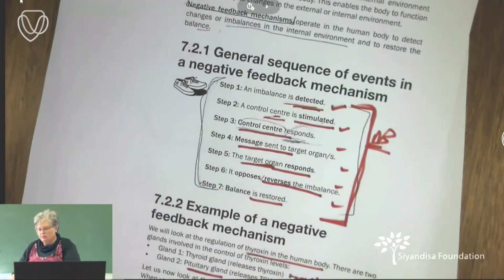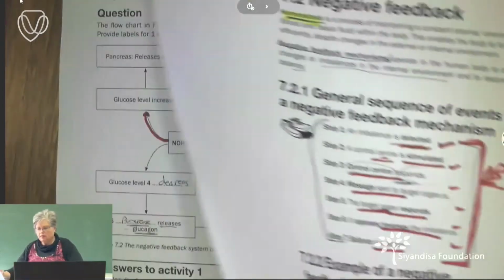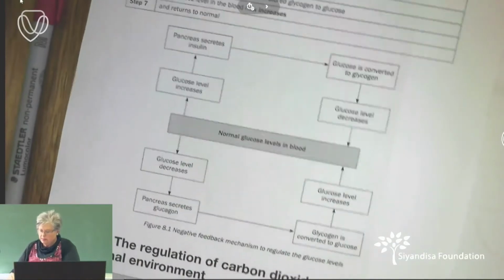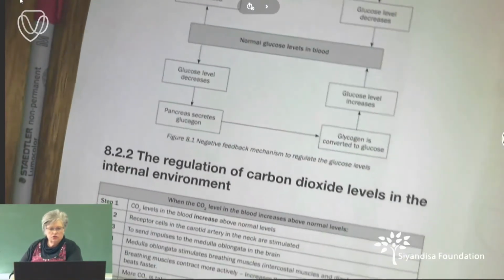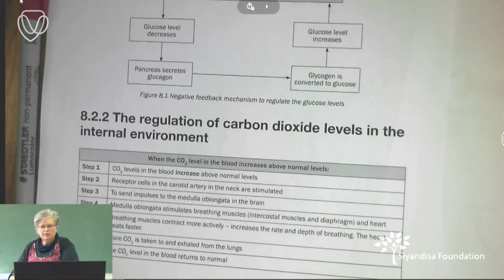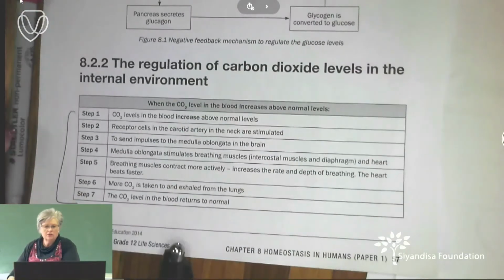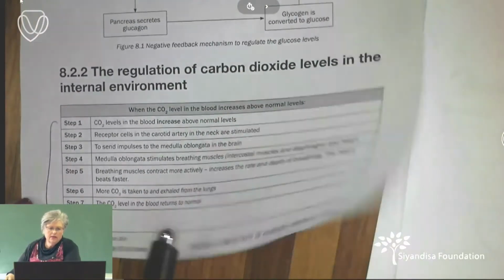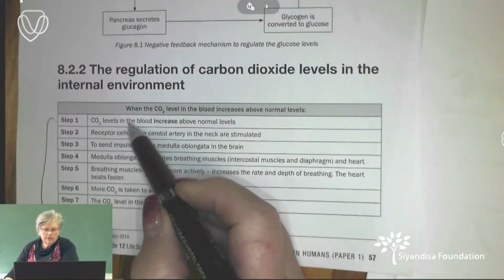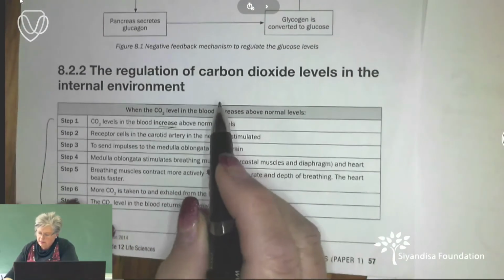So the negative feedback mechanism seems very difficult, but it's actually really not that difficult. In Mind the Gap, there are very nice summaries of everything to show you how it's done. The other one that we must know is the regulation of carbon dioxide. So carbon dioxide in the blood increases.